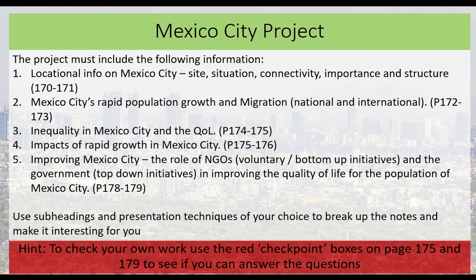Now, firstly, the impact of rapid growth in Mexico City, which is pages 175 and 176, are quite different from the impacts of growth on Norwich, because Norwich really isn't growing that much. It's done its growth. So the impacts of rapid growth in Mexico City are going to be very specific to Mexico City. And I don't necessarily see an 8-mark question from here, but I do see very likely 3 or 4-mark explain questions about the impact of rapid growth.